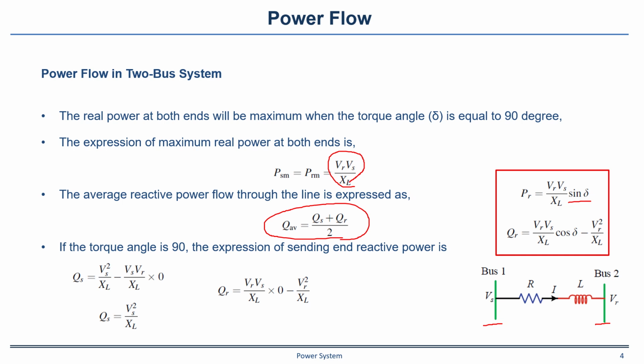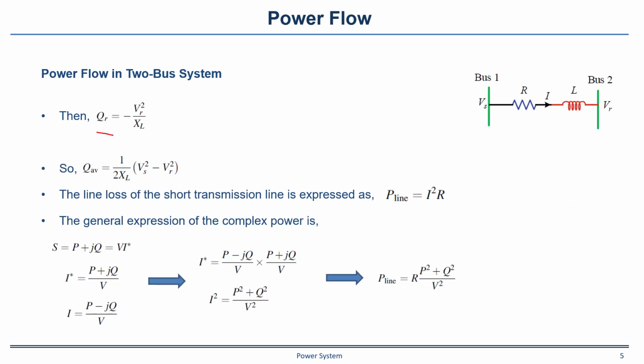And here it is the same when we have 90 degrees, when the active power is maximum. When the active power is maximum, cosine delta will be 0. So we will have this one. So this is the reactive power when the active power is maximum.